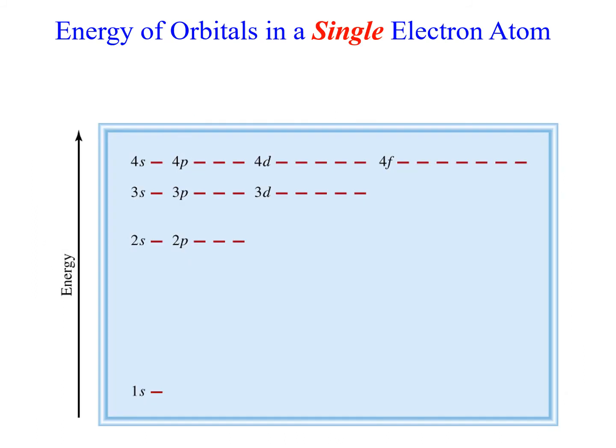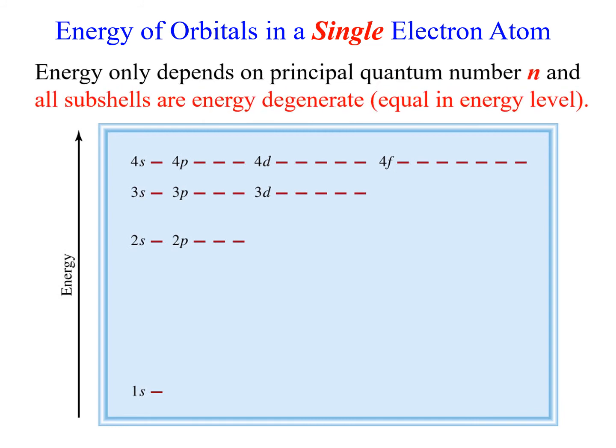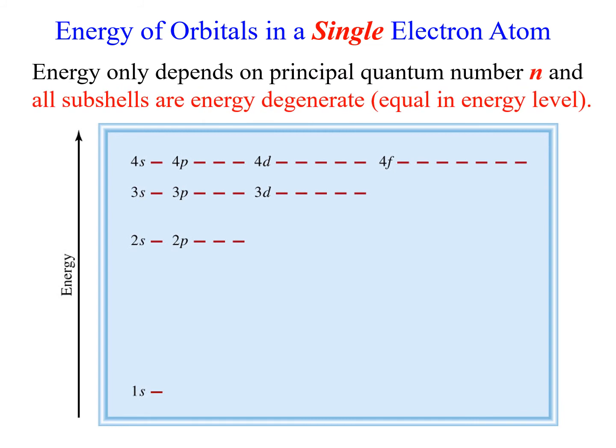Looking at energy of orbitals in a single electron atom. A single electron atom would be hydrogen, of course, or maybe helium if it lost one of its 2 electrons. Energy orbitals for a single electron atom are energy degenerate, meaning that they all have the same energy. The energy depends only on the principal quantum number n. So where is the energy lowest? Well, it's down here, of course, the 1s.